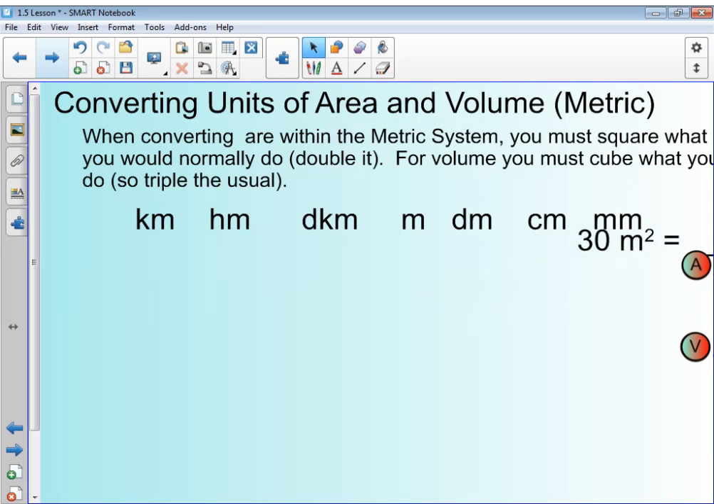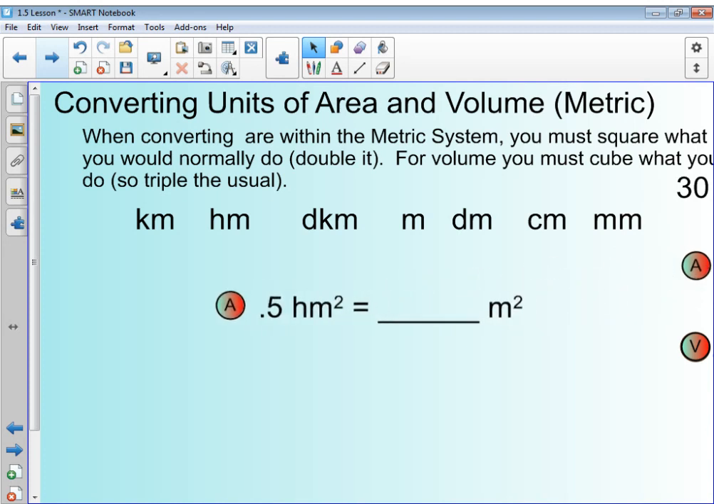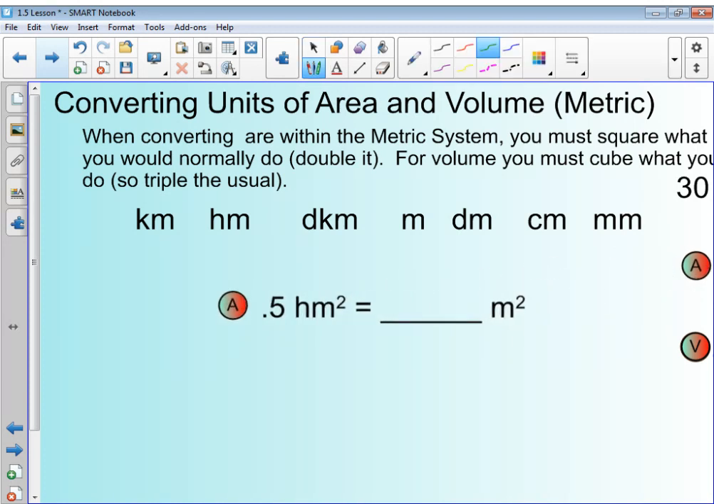Okay, that little squared is indicating to us how many times we have to do our little conversion. So here I'm doing hectometers, that's what I started with, to meters. So normally I would go 1, 2 places to the right. So my decimal currently is here, and I'm going to go 2 places, 1, 2.